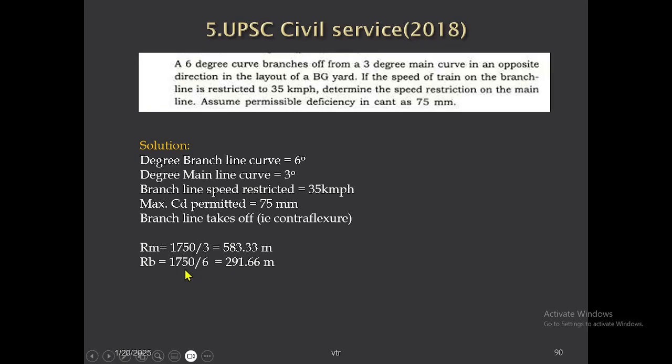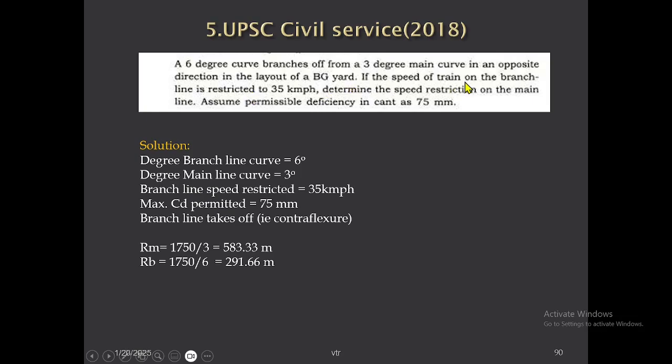Here it is, this is a problem. A branch line takes off from a main line. Here they have not told anything about the turnout. They have given straight away that a 6-degree curve branches off from the 3-degree main line in the opposite direction. That's a contraflexure in the layout of the yard.